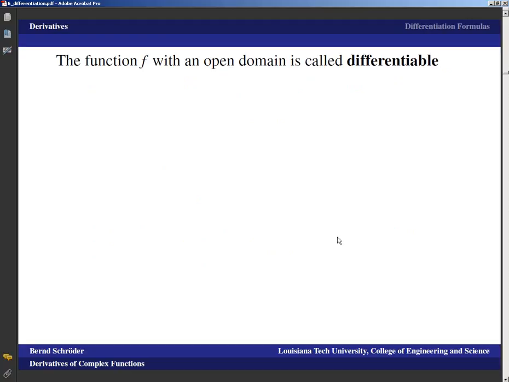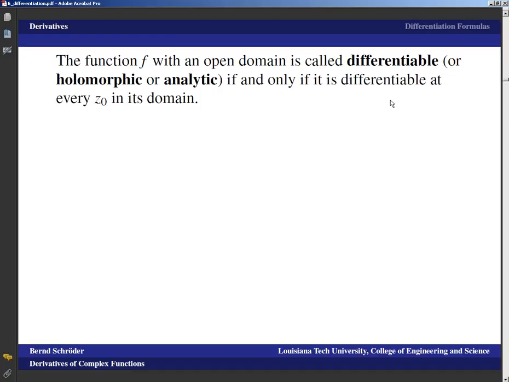Okay, a function f with an open domain is called differentiable or holomorphic or analytic, and these words are very often used interchangeably in complex analysis. Even though a technical difference between those two terms can be made in a broader context, typically in complex analysis they're used interchangeably, and we will stick with analytic throughout. If and only if the function is differentiable at every z0 in its domain.